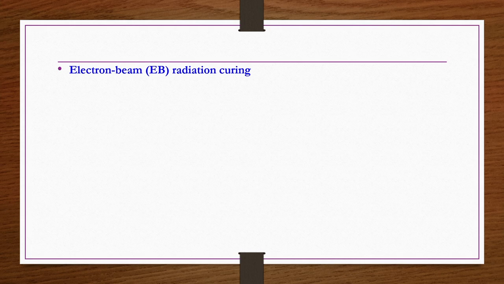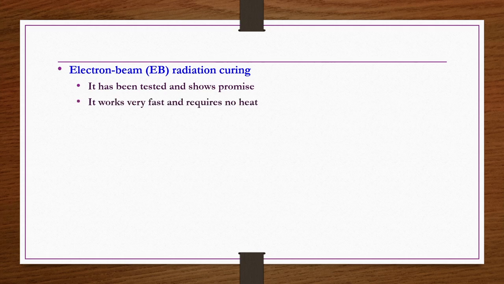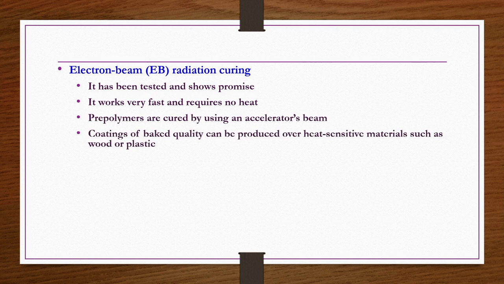Next one is electron beam radiation curing. It has been tested and shows promise. It works very fast and requires no heat. Pre-polymers are cured by using an accelerator's beam. Coatings of baked quality can be produced over heat sensitive materials such as wood or plastic as well. That is the advantage of the electron beam radiation curing method.